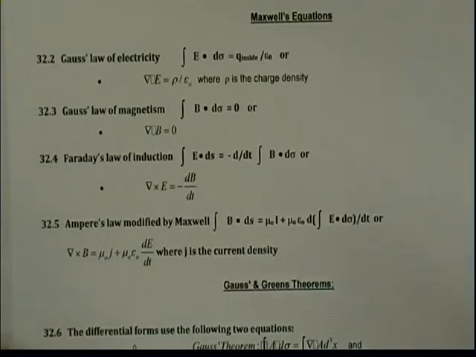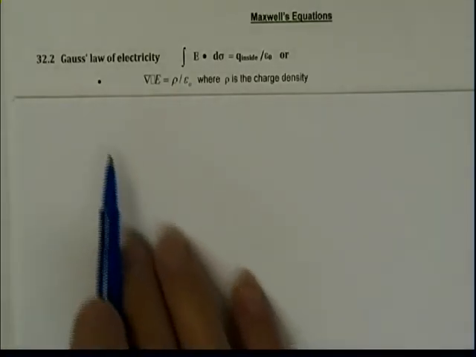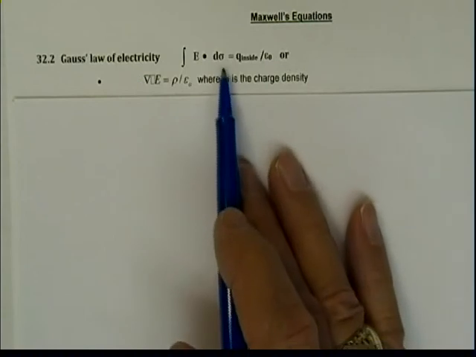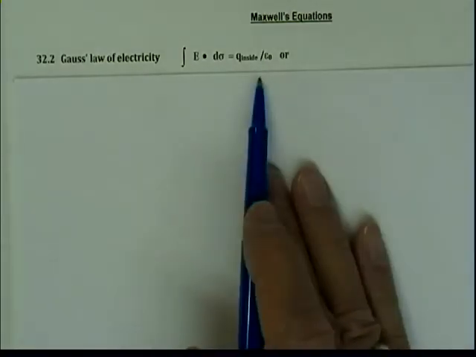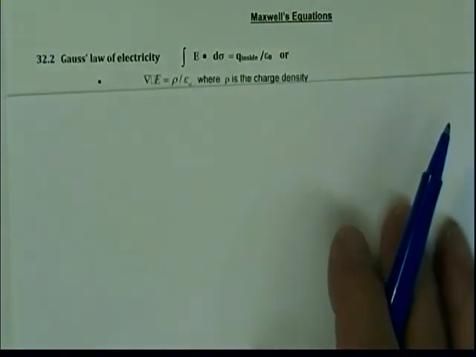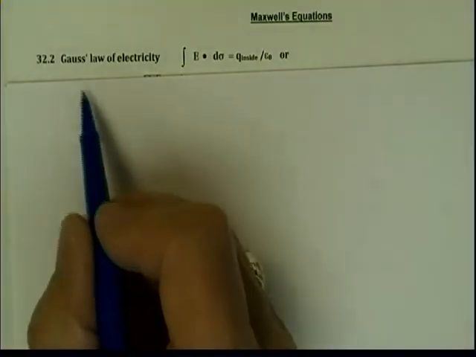The first of these equations, which was equivalent to Gauss's law, as we found, along with the Lorentz force equation, is what is called Gauss's law of electricity. Gauss's law of electricity can be stated in two forms, and we have only discussed the integral form of this. There's also a differential form that we only discuss in a more advanced course because it requires vector calculus.